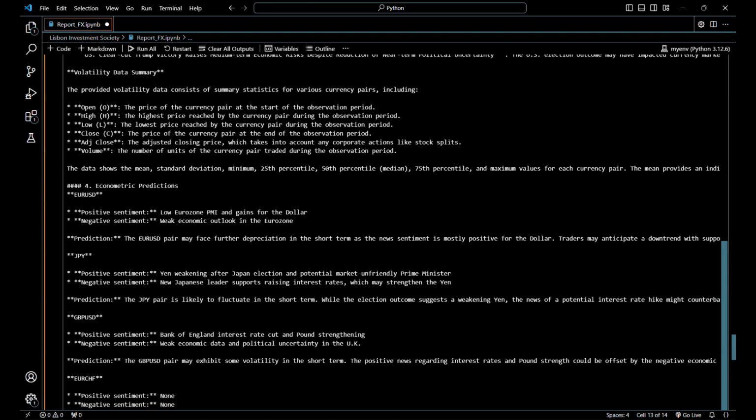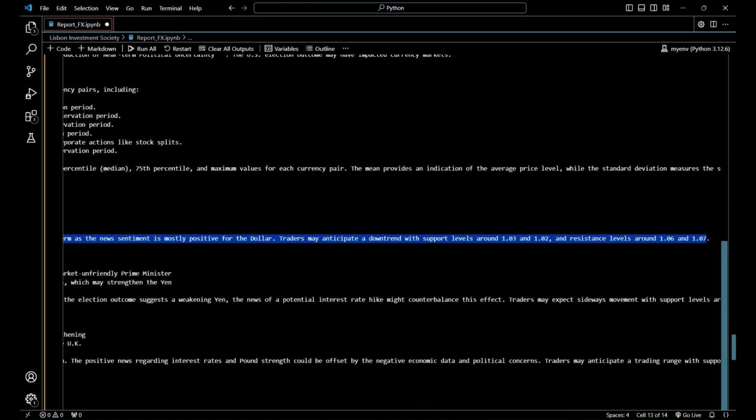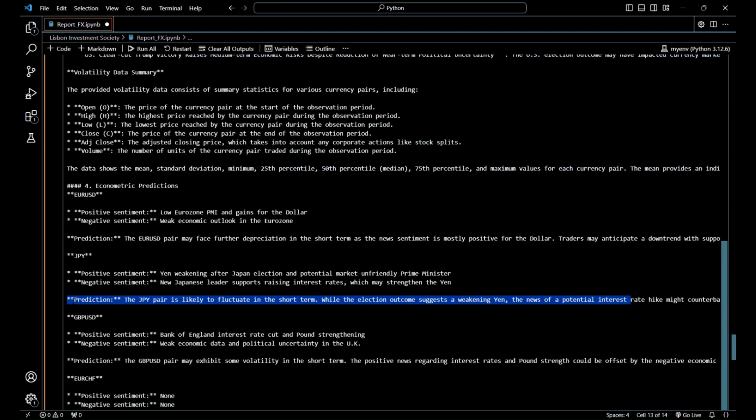And so he can say that the euro-dollar pair may face further depreciation in the short term as the news sentiment is mostly positive for the dollar. Traders may anticipate a downtrend with support levels around 1.03 and 1.02 and resistance levels around 1.06 and 1.07. Right, so this is very interesting because this can give you already an idea.